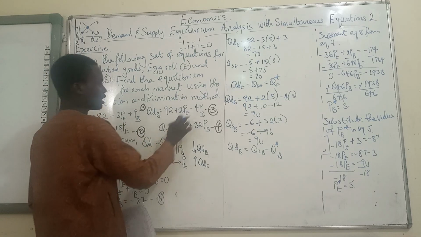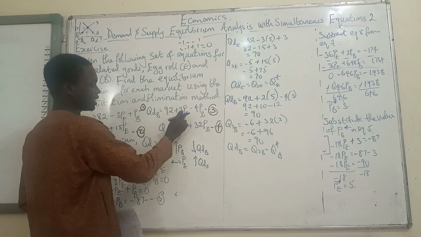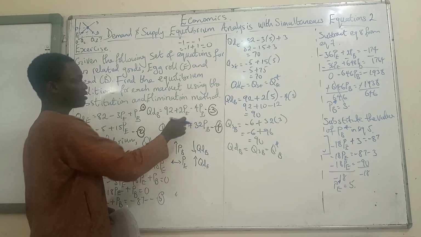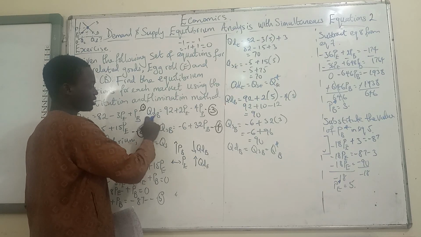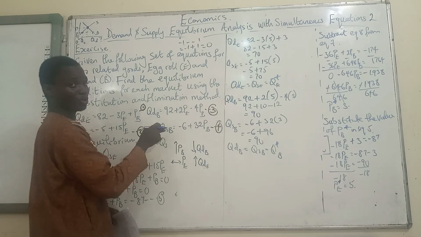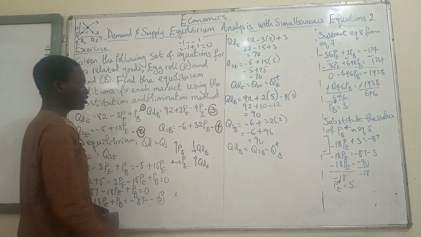Now this is what we need. So an increase in the price of egg roll by, let's say, 1 unit, for example. If the price of egg roll rises by 1, we expect that the demand for bread will rise by 2 units, because this will be 2 multiplied by the price of egg roll. So this would rise by 2.